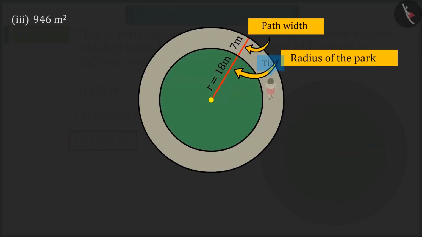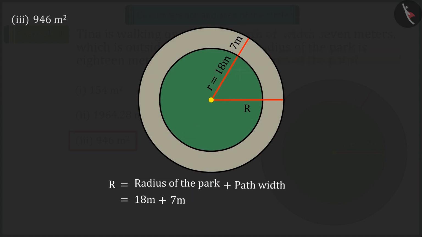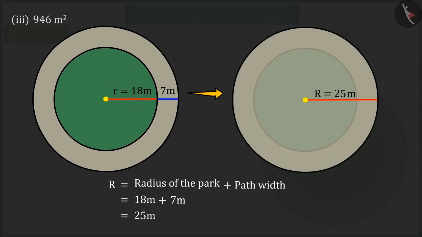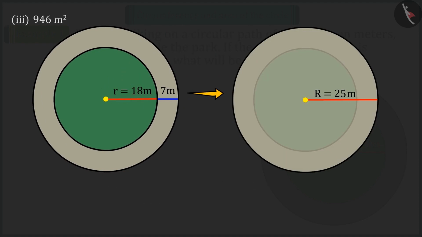Since it is given that Tina is walking on a 7 meters circular path which is outside the park, so we can say that this circular path and the total radius of the park, that is r, will be 25 meters, which we would have displayed from this circle. So can you find the area of the path from this? Come, let's see.